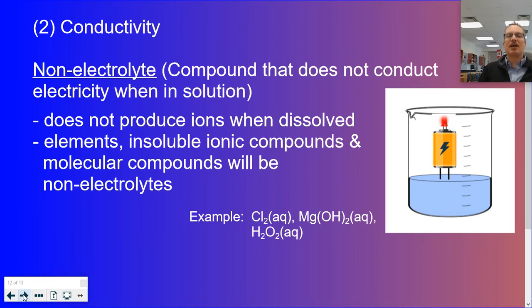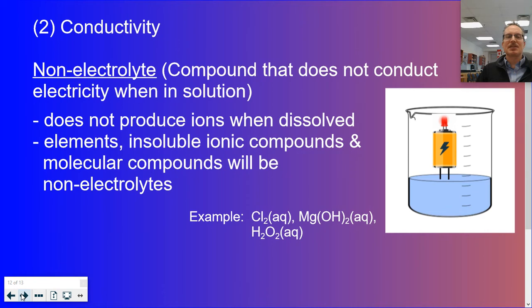Now, the opposite of an electrolyte in a conductivity test would be if the light on my conductivity tester did not turn on. This is called a non-electrolyte, compounds that do not conduct electricity in solution. These compounds, when I drop them and stir them into solution, do not produce ions. Therefore, there's nothing for the electricity to jump through in order to complete the circuit. Examples of this would be elements, insoluble ionic compounds, so when I look at the solubility table, these are the substances that would stay as solids, and molecular compounds, because molecular compounds do not break into ions. And we have some examples here.